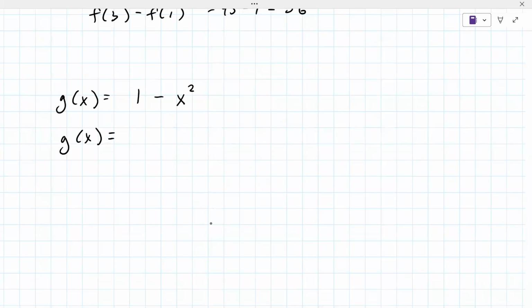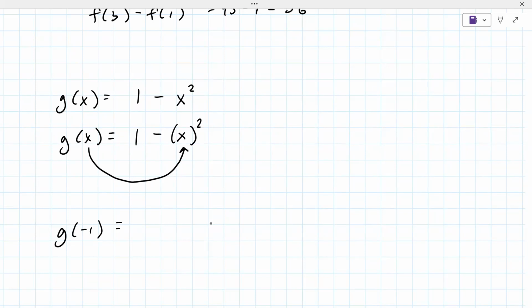Another way to write g of x is like this, where the variable is in parentheses. The reason you might consider doing that is it makes it clear where you're substituting. You're substituting in for that right there. So I want you to find g of -1, please.